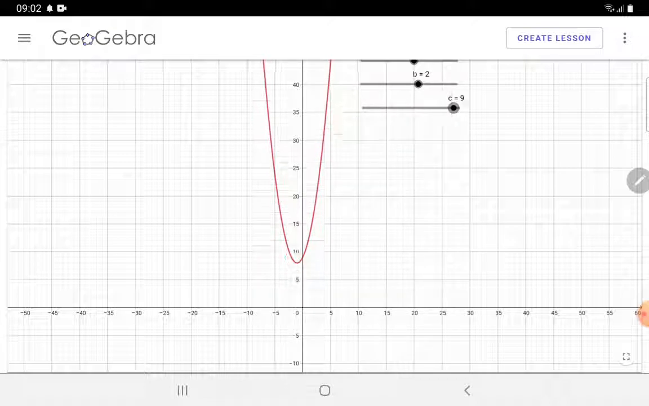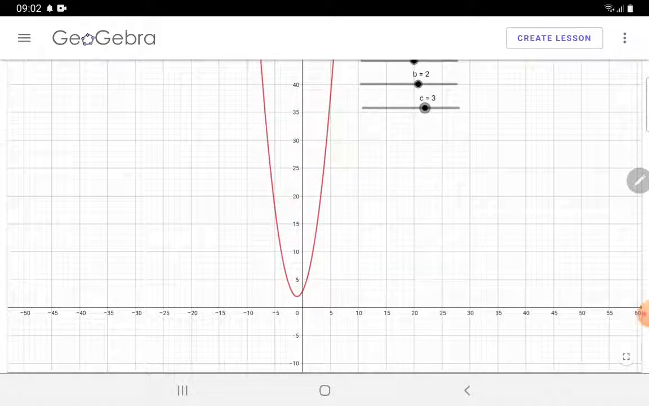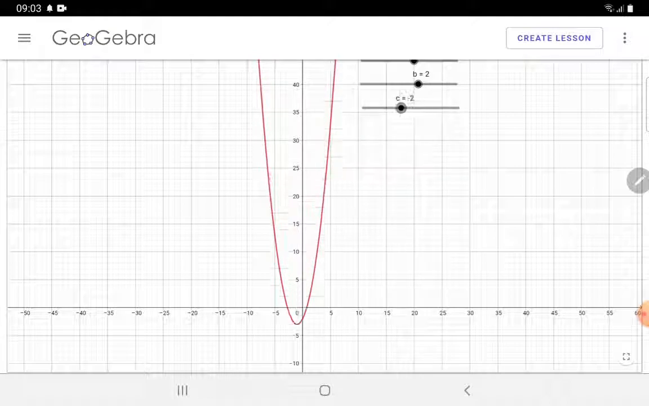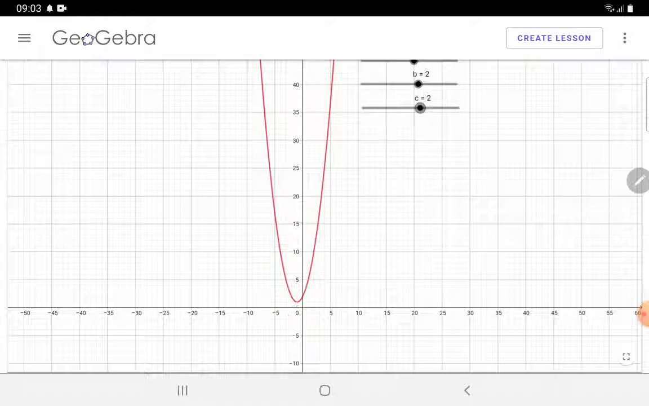Oh, it moves upwards. Okay, we know that C is the y-intercept. So when C is equal to 6, it moves upwards 3 units, from 3 to 6. How about when C is less than 3? It moves downwards. Okay, you see the difference?